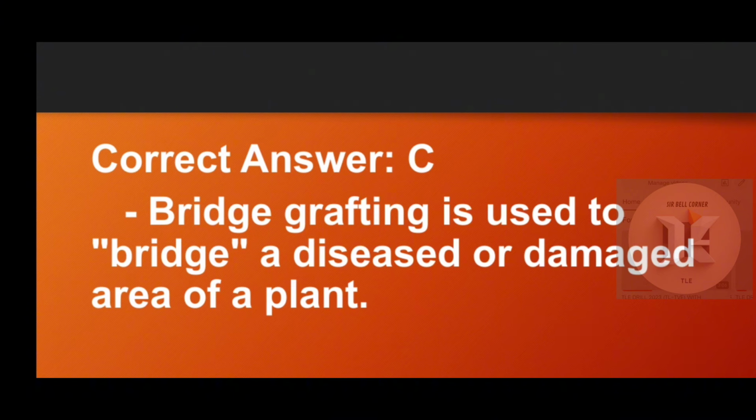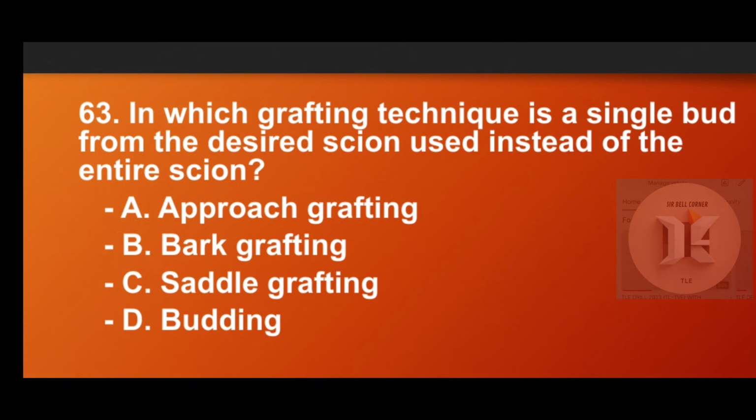Correct answer. C. Bridge grafting is used to bridge a diseased or damaged area of a plant. 63. In which grafting technique is a single bud from the desired scion used instead of the entire scion? A. Approach grafting. B. Bark grafting. C. Saddle grafting. D. Budding.